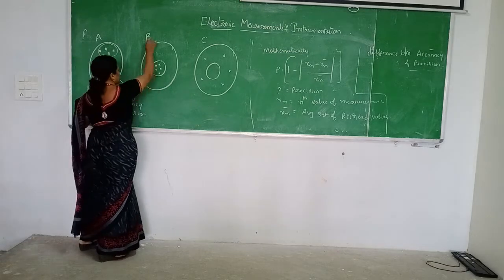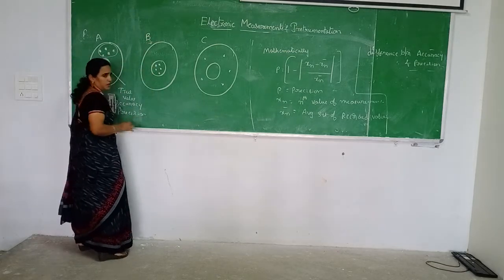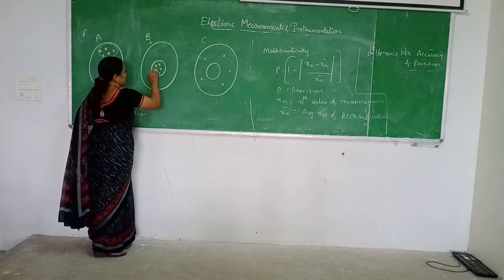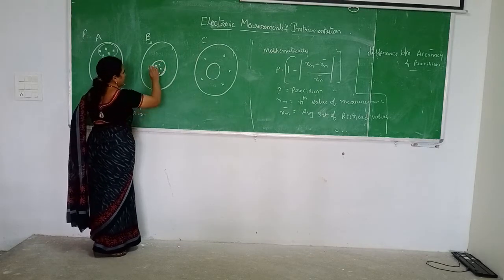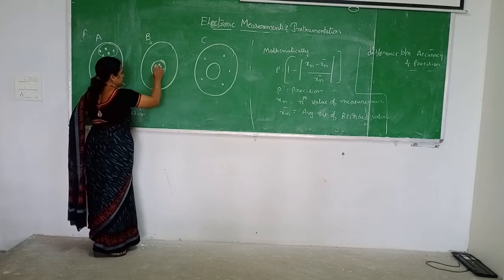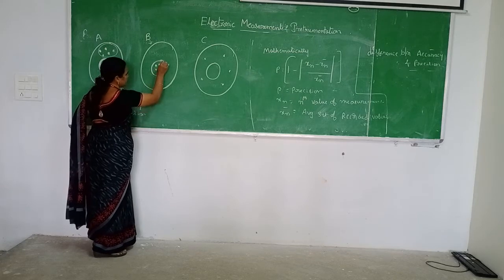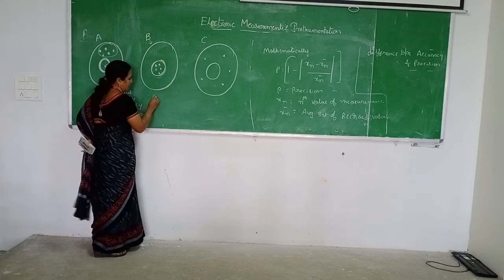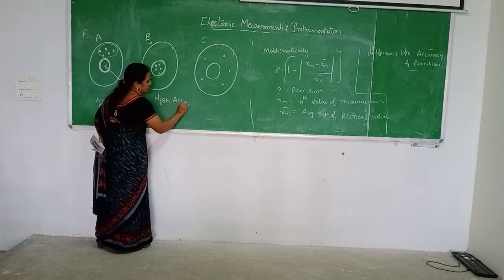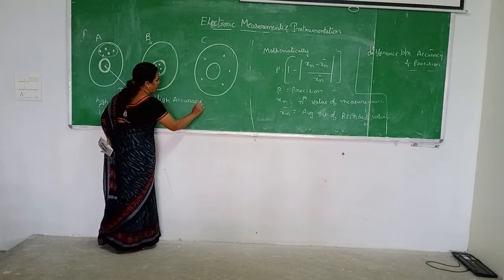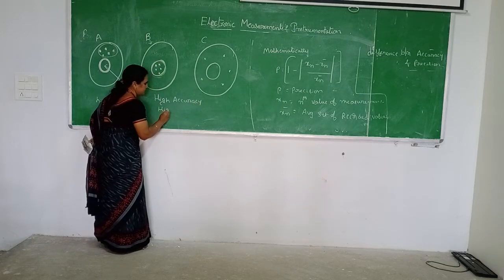Let us see the outputs of instrument B. Here the measured values are close to each other and these are nearer to the true value. That's why they have high accuracy and high precision.